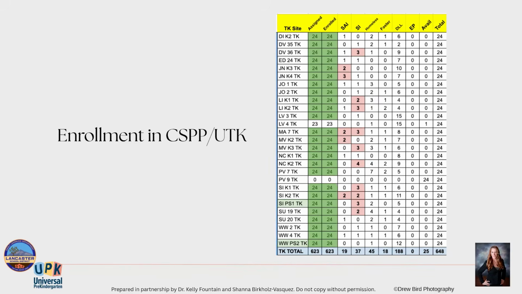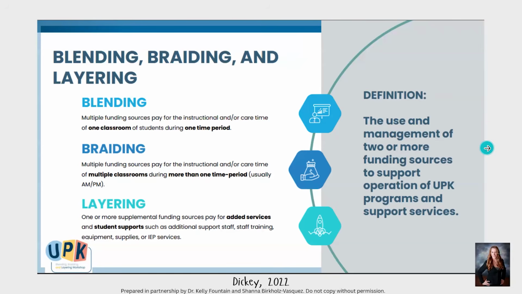So this is where the blending and braiding starts to come together. If I hadn't done this, we would have a state preschool program that didn't have full enrollment, which means we wouldn't be earning on that contract. And I'll tell you a little bit about why that's important.